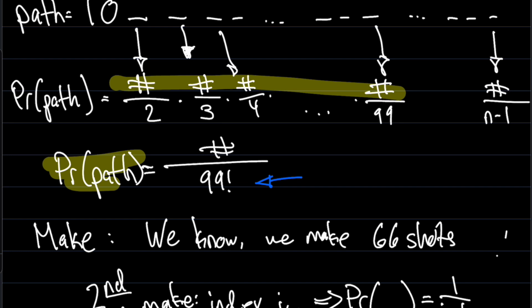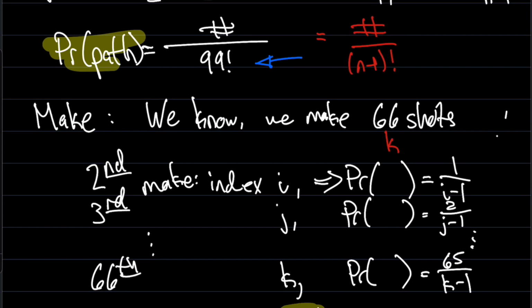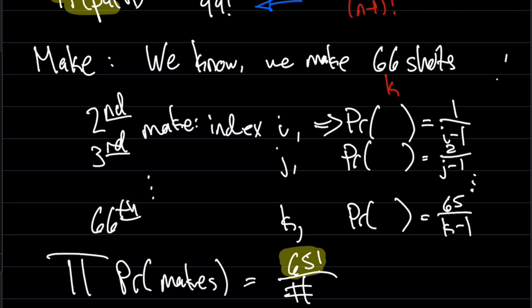So the same thing here, I'm actually just going to use red for these. This is just going to become some number over n minus 1 factorial. And then the same thing here. We know we make k shots, and then we go all the way up to our kth make. And then this is going to turn into k minus 1 factorial over some number. Because again, we look at how many makes we've made before that last one. So that would be k minus 1.